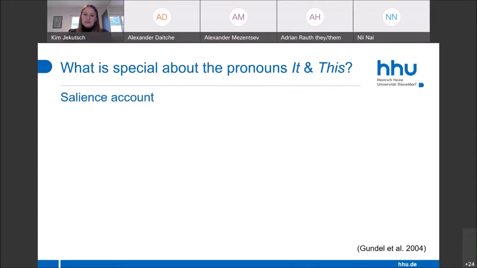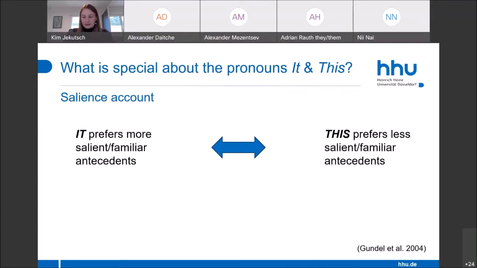Okay, so maybe some of you have noticed the difference in the use of it and this. Linguists expect it and this to prefer different antecedents based on the salience account. They found that it prefers antecedents that are more salient and more familiar from the previous discourse, while this prefers less salient and less familiar antecedents.